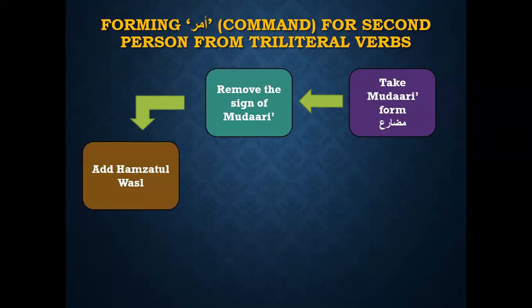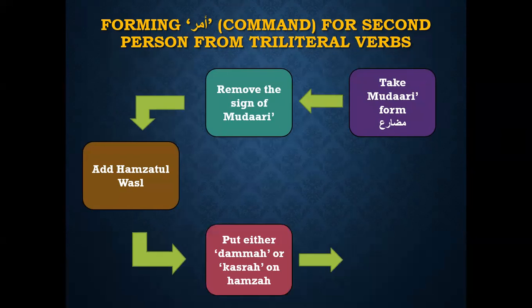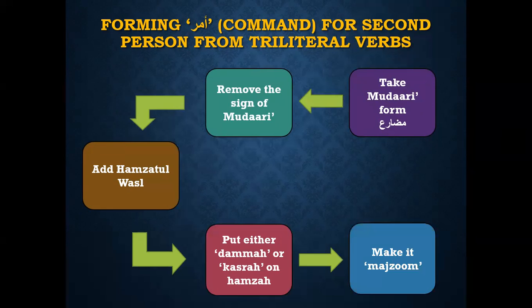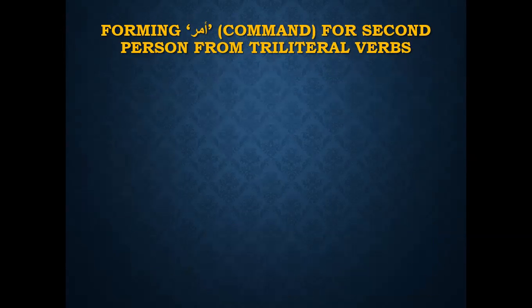Then what do you do? You just put an extra hamzatul wasl there. Why? Because the next letter is silent. Put hamzatul wasl. Then put a dhamma or a kasra on that hamzatul wasl, depending on the ayn kalima of the word, of that fail or the mudari. Make it majzoom, meaning it is amr, so I have to make it majzoom sakin. So let's do practice and then you would know what I'm trying to say.